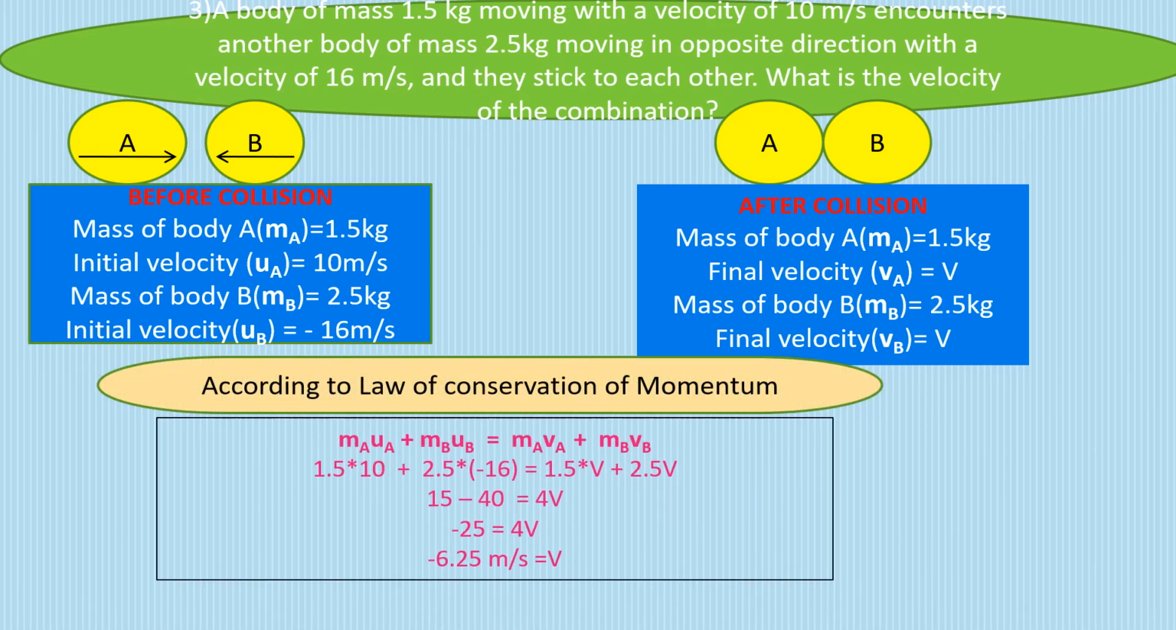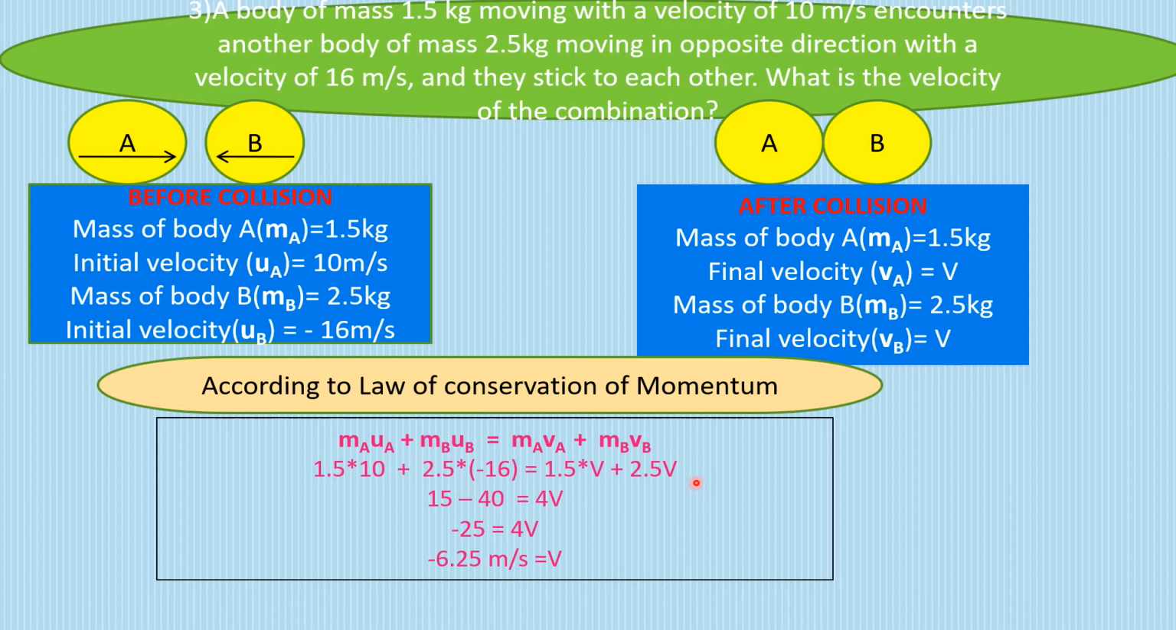The formula is MAUA plus MBUB is equal to MAVA plus MBVB. All the details we have right in front of us, we just have to substitute. But the only thing is, whenever they mention in the question the opposite direction, be sure that if you take one as positive, the other one is going to be negative. Okay, and during the substitution also you substitute it along with the negative sign.